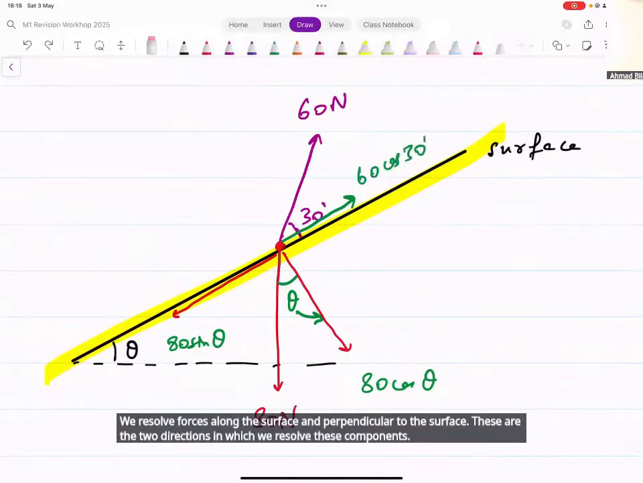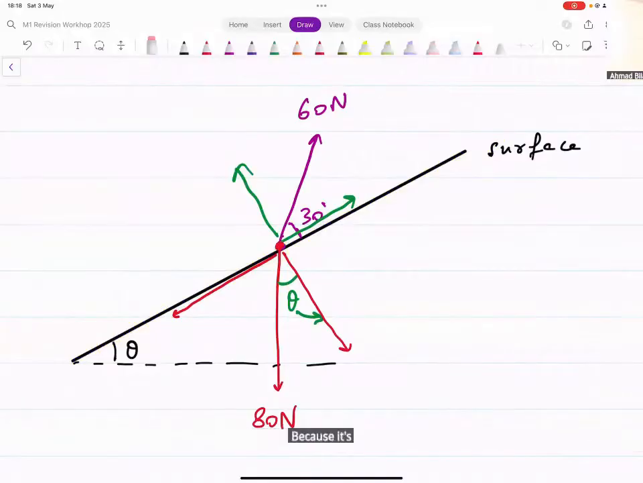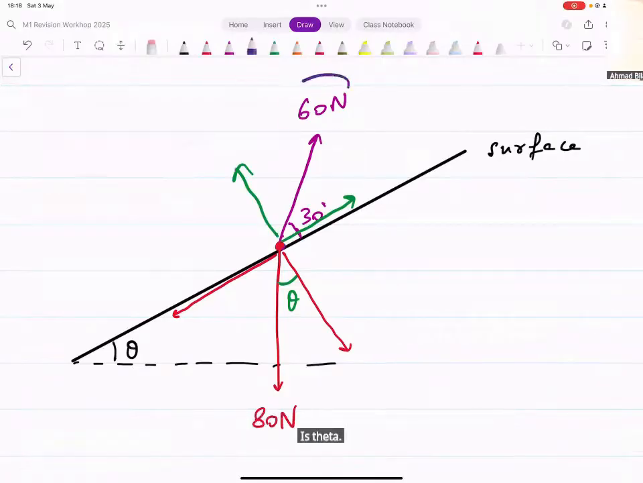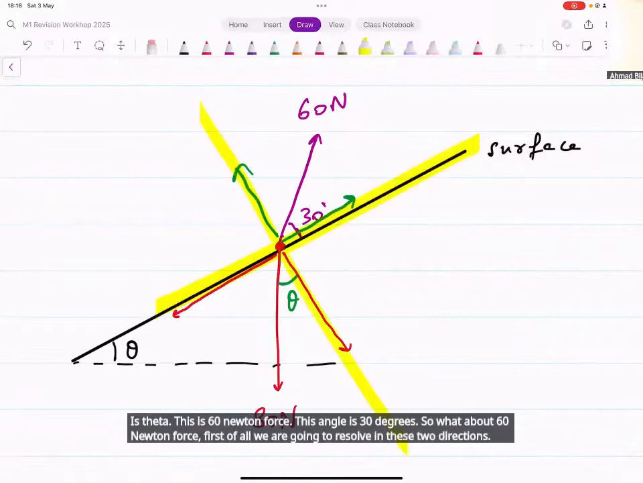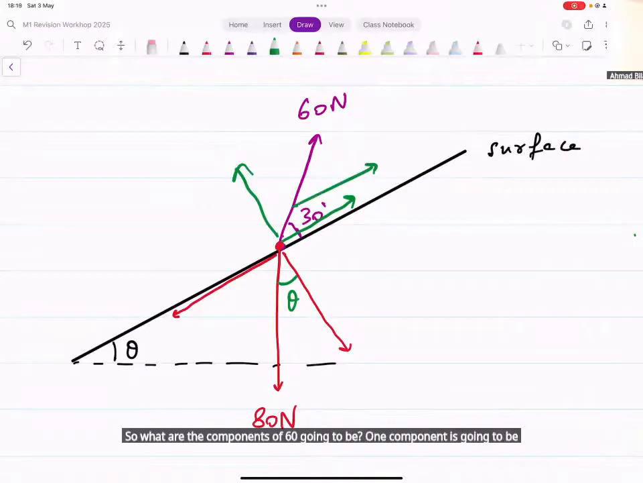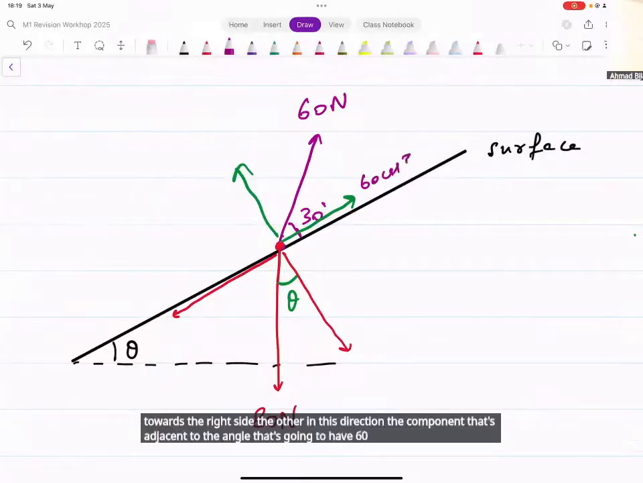So how are we going to resolve them? Let me show that to you here, because this is like the foundation of mechanics. So if you're given that this angle, for example, is theta, this is 60 Newton force, this angle is 30 degrees. So what about the 60 Newton force, first of all? We are going to resolve in these 2 directions. So what are the components of 60 going to be? One component is going to be towards the right side, the other in this direction. The component that's adjacent to the angle, that's going to have 60 cos theta. And the component on the other side of the angle, that's going to be 60 sine 30.